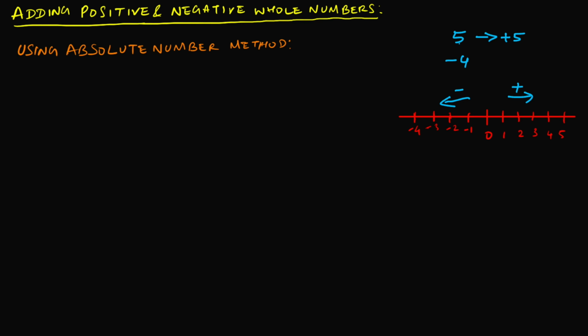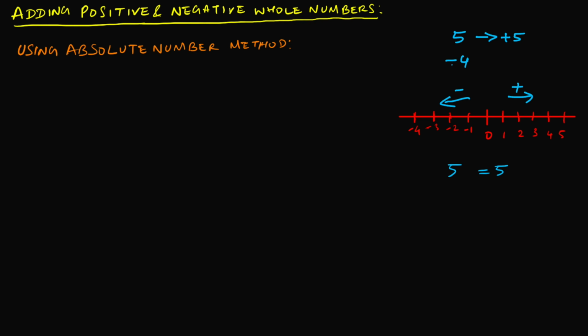Which means if we take positive 5, then we know that this positive 5 is 5 steps away from the origin in the positive direction. But we are not interested in the direction. So the absolute value for 5 is just 5.